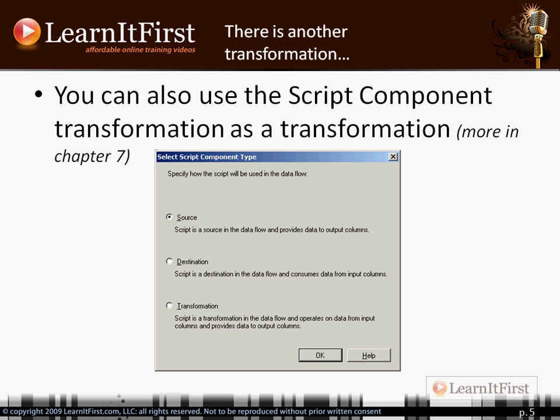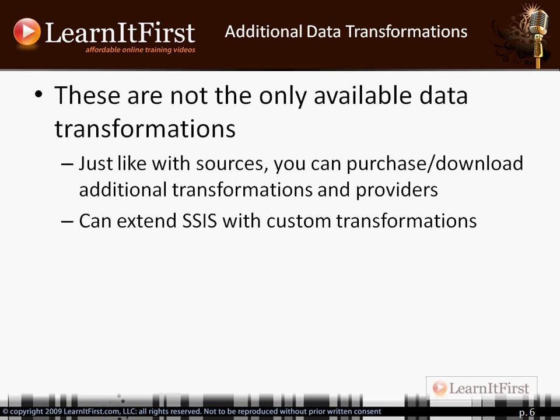Now, the final transformation that we will cover, just like the final source and the final destination, is the script component. Okay? It can be a transformation as well. More on that in Chapter 7. And just like with sources and destinations, you can write your own. You can buy transformations from other companies. There are some fantastic companies out there that make different transformations that you would use day in and day out. And instead of having to write them yourself, you could just drag and drop them onto the interface.